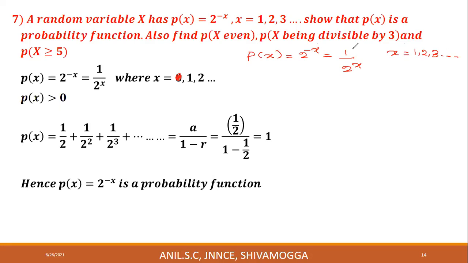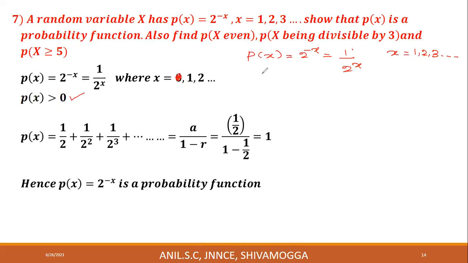When x is equal to 1, 1 by 2, that is greater than 0. When x is equal to 2, 1 by 2 square, that is greater than 0. When x is equal to 3, 1 by 2 cube, that is also greater than 0. Therefore, for all values of x, 1 divided by 2 power x is positive, greater than 0. That means first condition is proved.